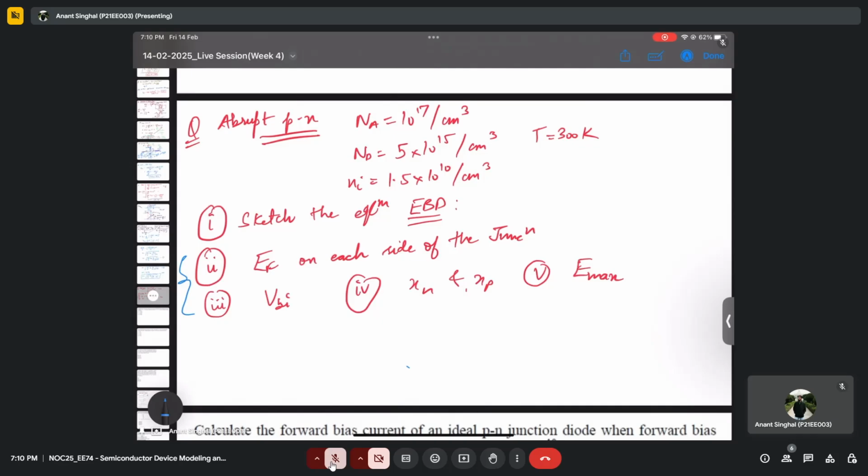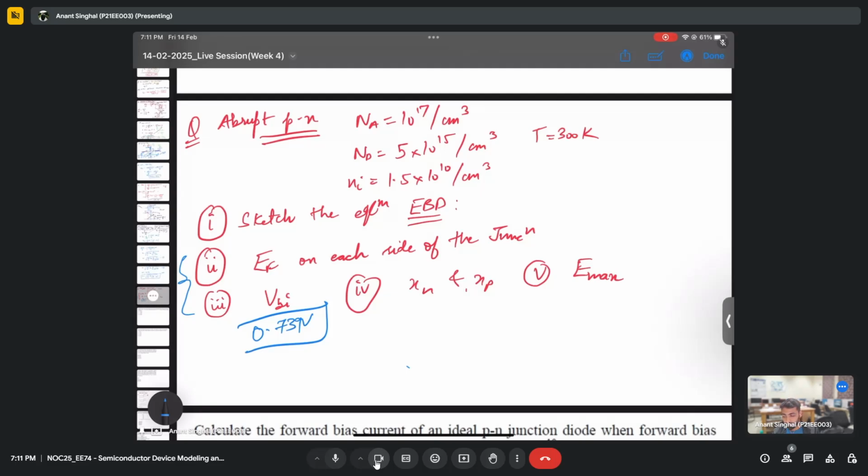VBI is 0.73, built-in potential. Okay, 0.73 you are saying. 0.739. Yeah, 0.739. I hope everyone is calculating it. It will require some calculation. Do you have your calculators with you? Yes, sure. Let me know the other answers also.